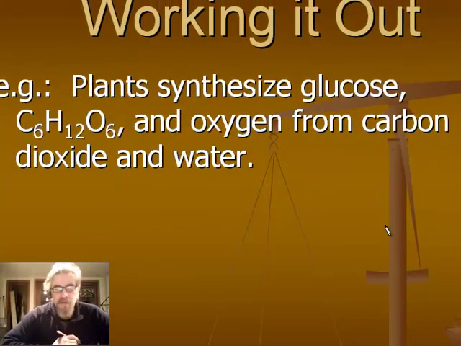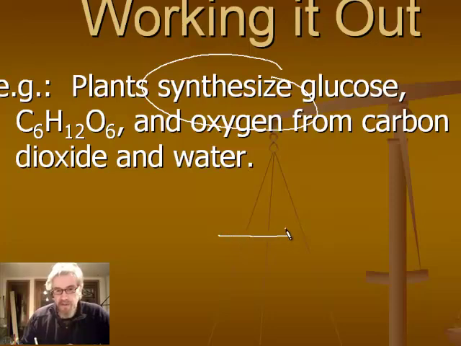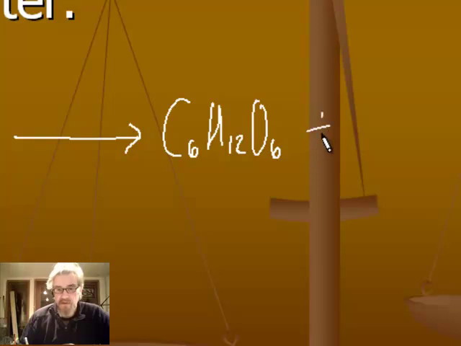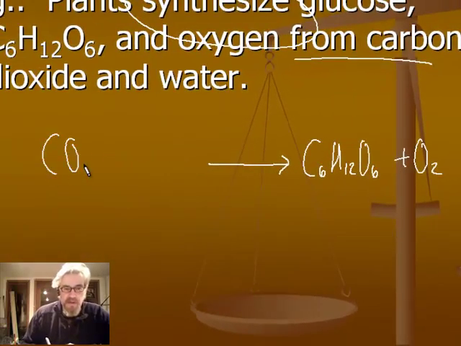Try this one. Careful of the wording here. Okay, here's your answer. Plants synthesize glucose and oxygen from carbon dioxide and water. So our action word shows up right at the beginning. We're actually listing the products first, but in the chemical equation, we write the products last. So our products are glucose, C6H12O6, and oxygen, which of course is diatomic. They're being made from carbon dioxide and water, so those must be our reactants. Carbon dioxide is CO2, and water, H2O.